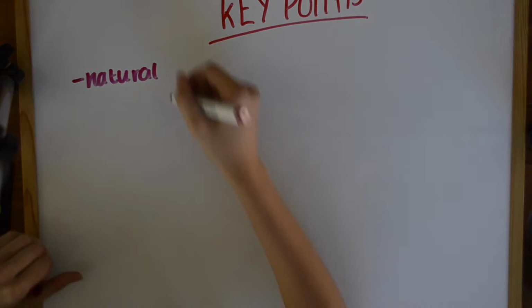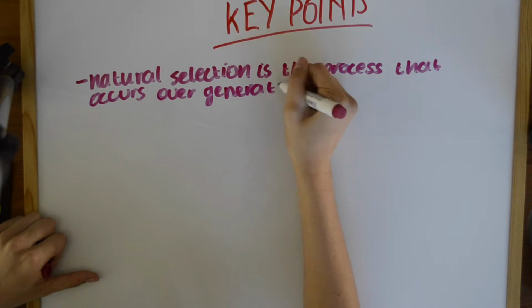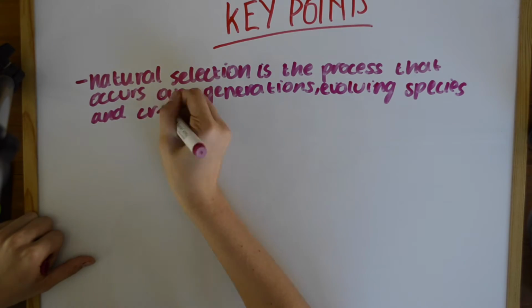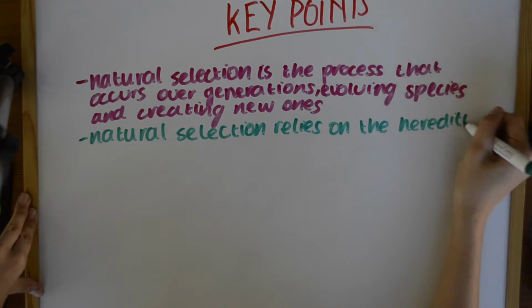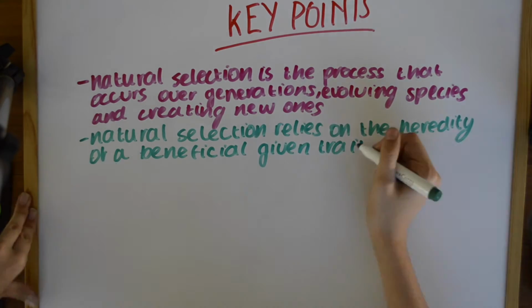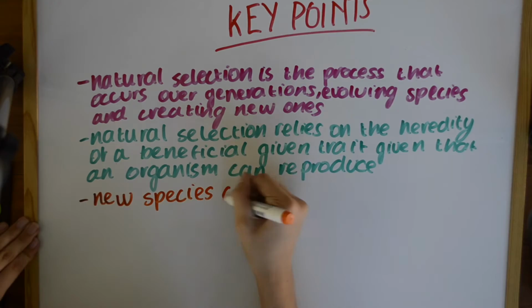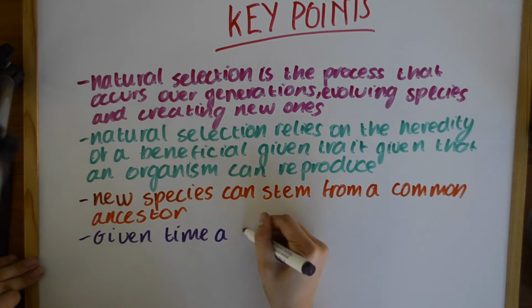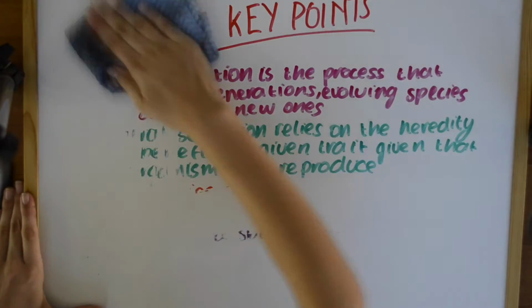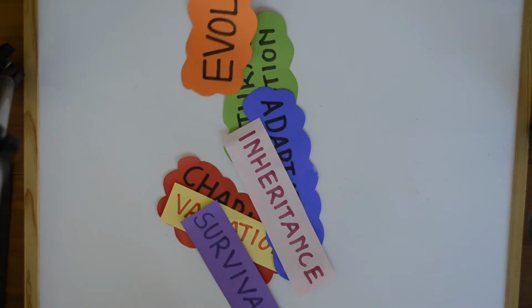Darwin's theory states natural selection as a process that occurs over generations, evolving and adapting species. Natural selection relies on the heredity of a beneficial given trait, allowing that the organism can reproduce. New species can stem from a common ancestor through speciation, and, given time, a species can evolve. I'm sure you now know exactly who Charles Darwin is and how his discovery of natural selection has enlightened us all on the topic of evolution.